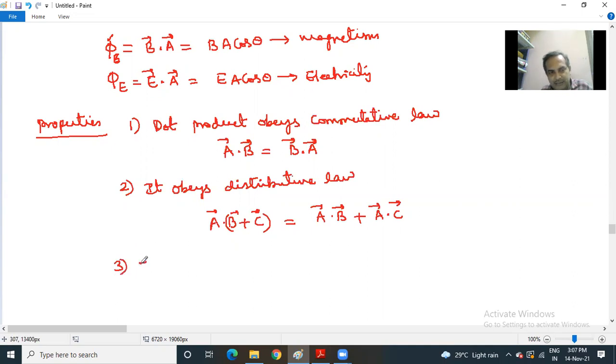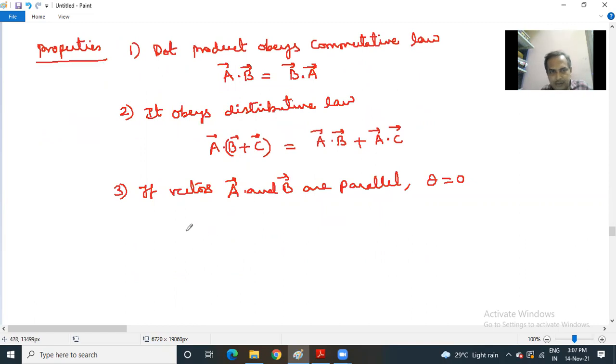If vectors A and B, this A and B may be force and displacement, or A may be force and B may be velocity. If A and B are parallel, what does it mean? Theta will be 0. So remember, you have written that A dot B is equal to AB cos theta. So cos 0 is 1, therefore you will get maximum AB.